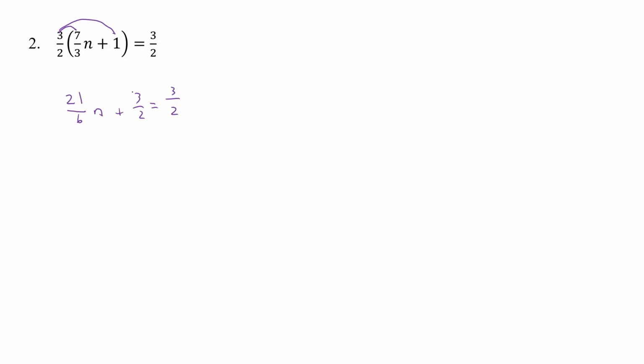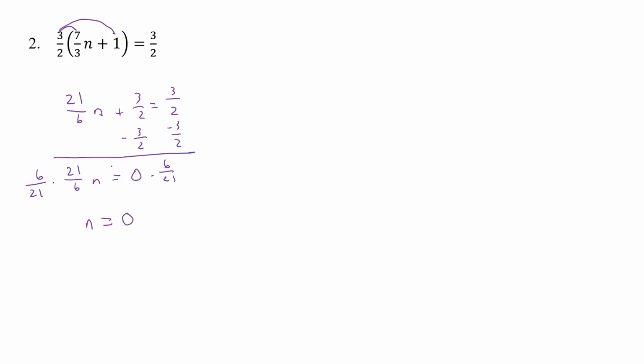Now what do we have? Well, if we do it the first way, remember the first way we have to solve just with fractions. So I'm going to subtract 3/2 on both sides. So 21/6 n equals, well, 3/2 minus 3/2 is 0. Now I need to get rid of this, so I need to multiply by the reciprocal, 6/21. So n equals 0 times that. Well, guess what? That's just 0.